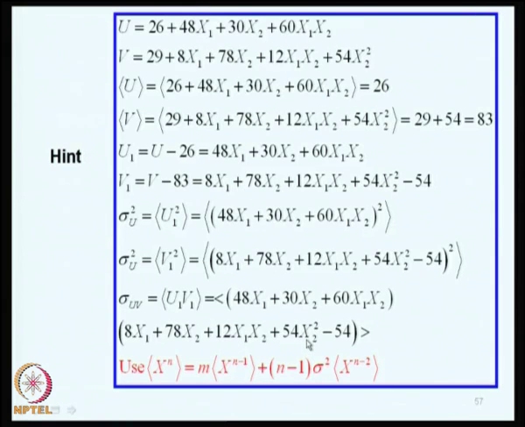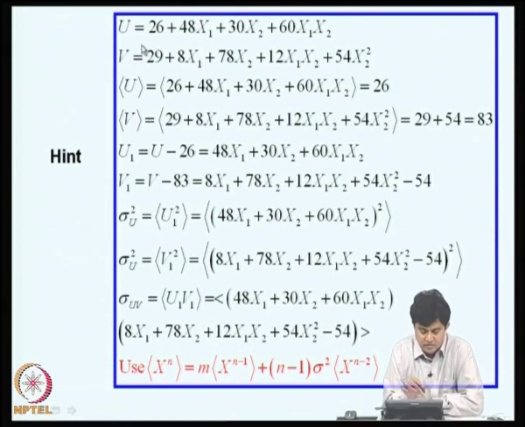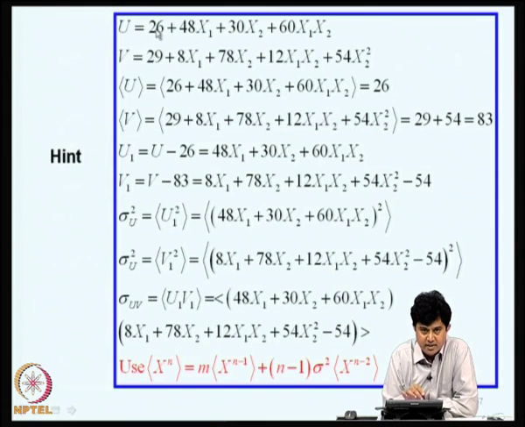Now consequently we can find, for example, we get these two as the expression for u and v. Now expected value of u, we can simply operate on this, will be 26, because expected value of x1 and x2 are 0, and x1 and x2 are uncorrelated, therefore this is 26. Expected value of v is, again we operate on this expression, expected value of x1 is 0, x2 is 0, expected value of x1 x2 is 0, but we have this expected value of x2 square, which is unity, therefore the answer will be 29 plus 54, which is 83.